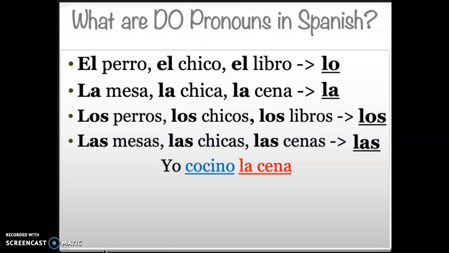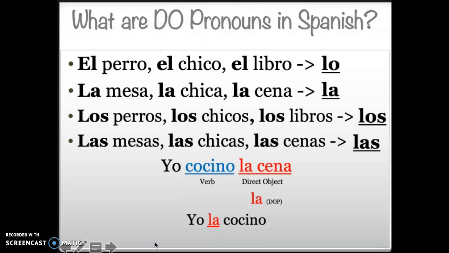Let's take a look at the sentence. Yo cocino la cena. Cocino is the verb. La cena is the object. I cook the food. Cook is the verb, the food is the object. La cena is feminine singular, which means that for la cena, we will replace the object with la. The direct object pronoun for la cena is la. Okay? If we were to rewrite the sentence, we would say, yo la cocino.